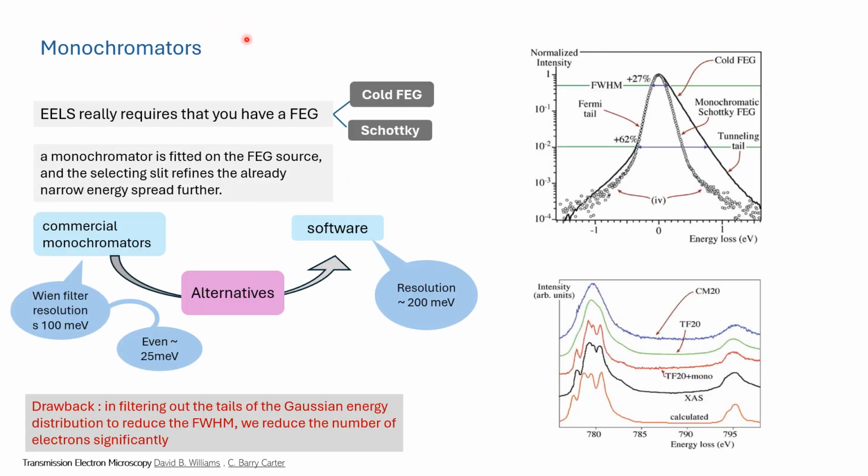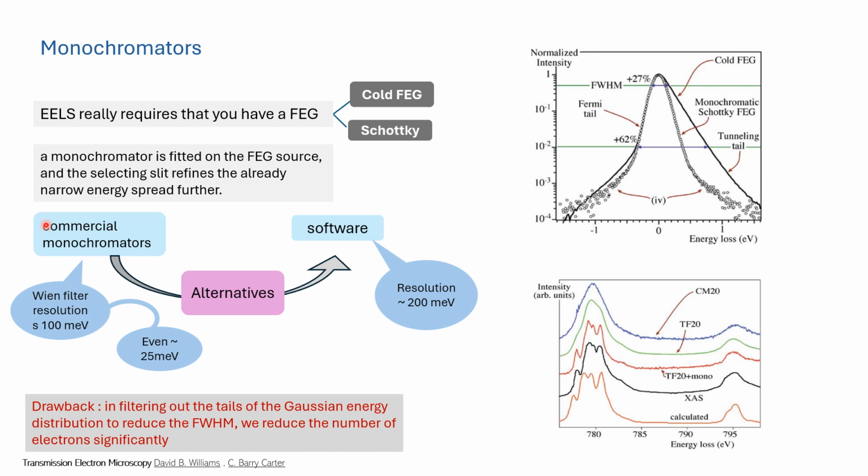So the monochromator is a very important part of EELS, because if the spectrometer is not the limiting factor, then the gun dictates the ultimate energy resolution. And EELS requires a FEG, or field emission gun. Basically, a monochromator is an EELS system fitted on the FEG source, and the slit refines the already narrow energy spread still further, giving remarkable fine details in the spectra.